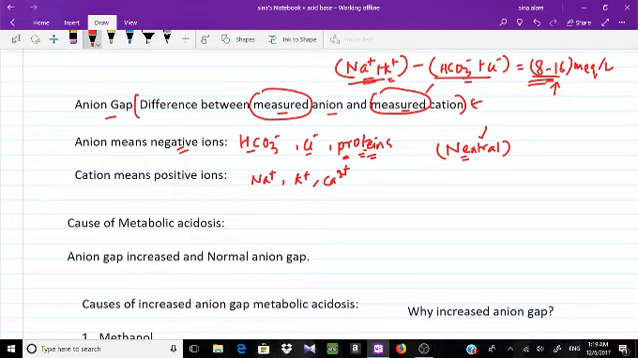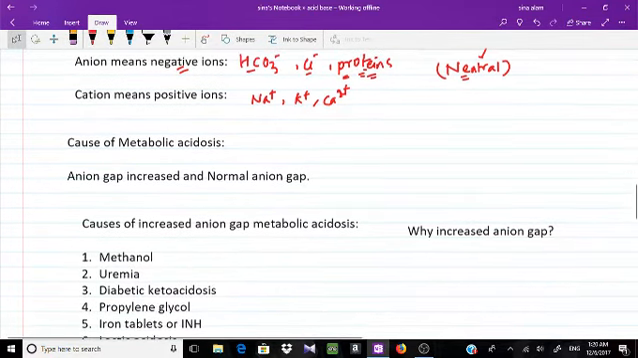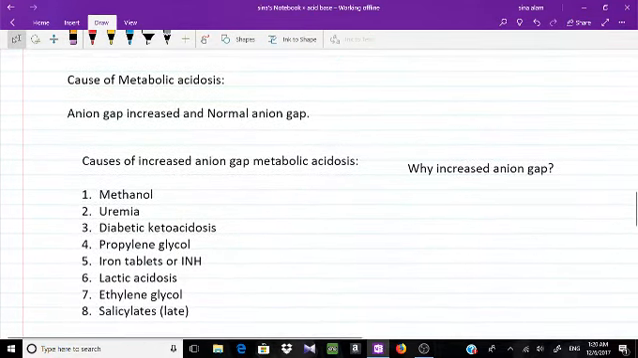Okay. So why did I discuss the anion gap before going to metabolic acidosis? Because sometimes you see in metabolic acidosis they say that there is an anion gap increased metabolic acidosis, and sometimes they say that there is a normal anion gap metabolic acidosis. So let's just discuss the causes first. What are the causes of increased anion gap metabolic acidosis?